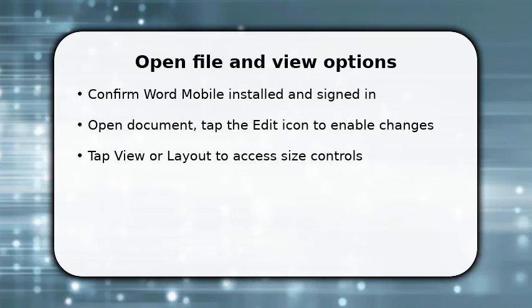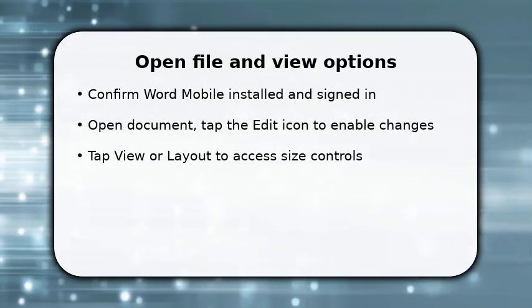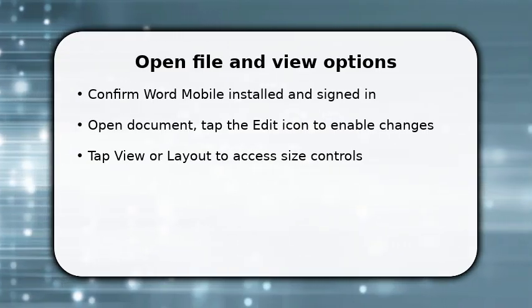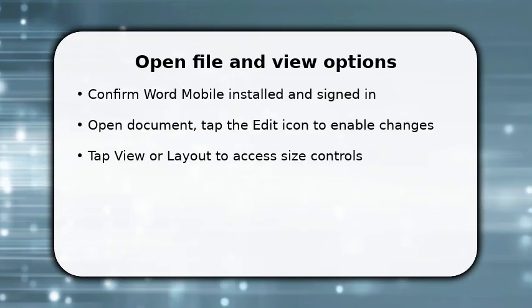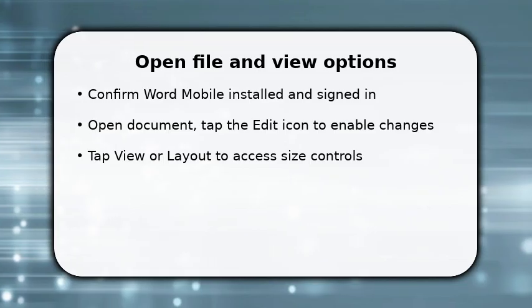You have Word Mobile open with your document. Now start by entering edit mode so controls appear. Once in edit, tap the View or Layout tab to reveal page and text sizing options. Make sure the document isn't protected or in read only, otherwise size controls remain locked.